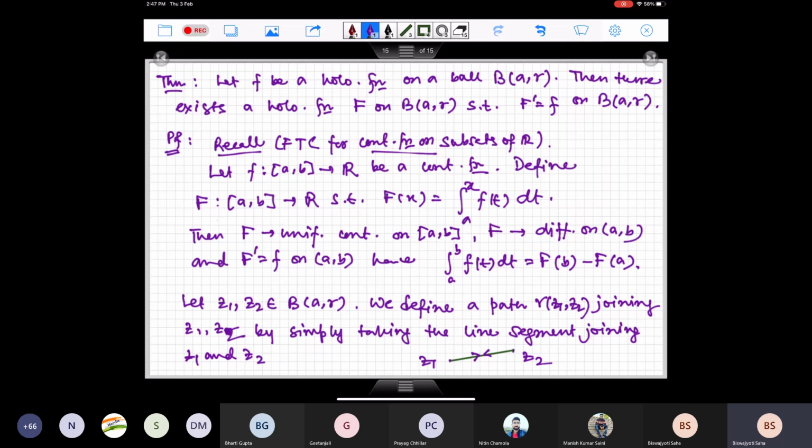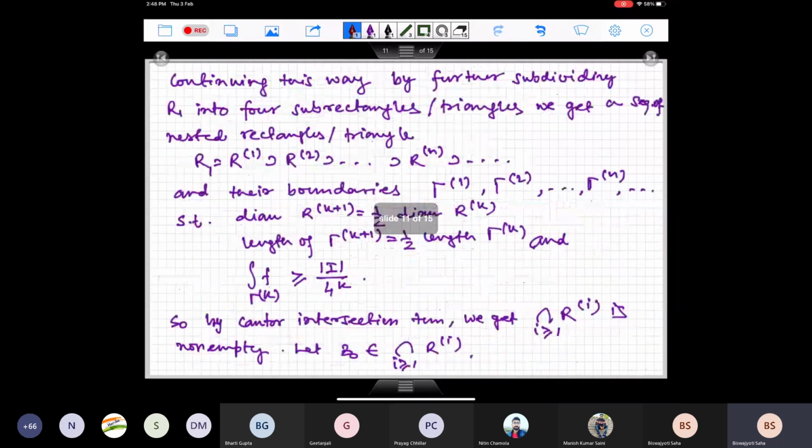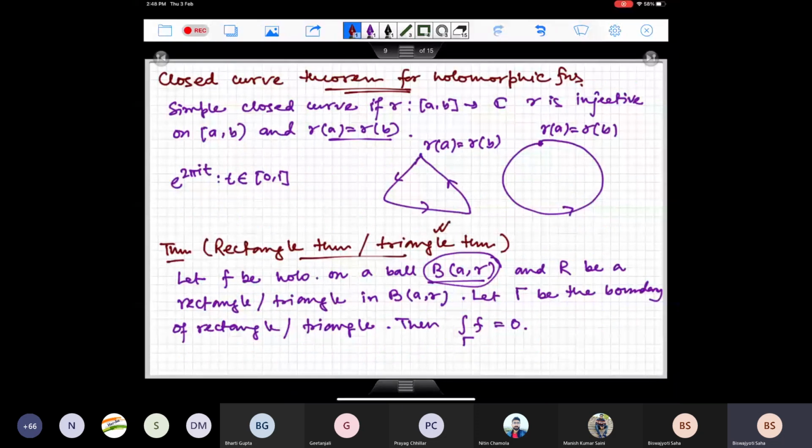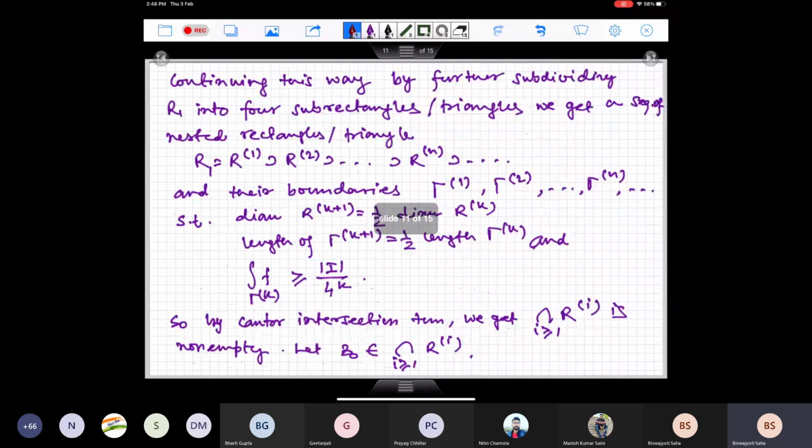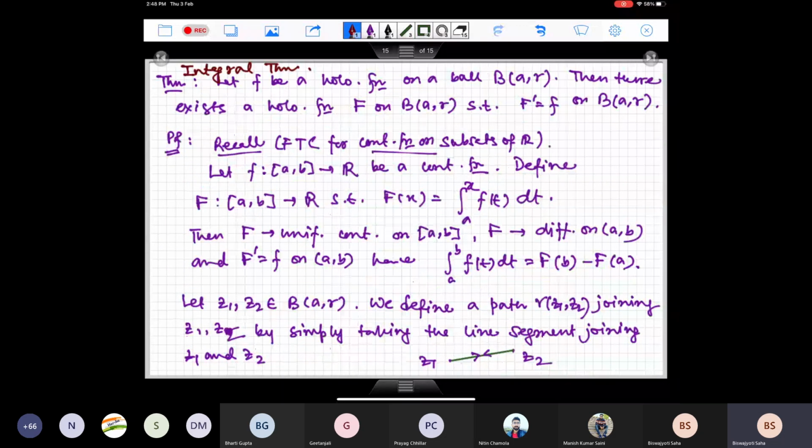Actually, I should have given a name. So this theorem is called the integral theorem. Let me call it somewhere here. It's called integral theorem. Okay, so I need to prove this integral theorem. I'm going to use the triangle theorem, the version that I proved over here. So I'm going to use triangles. If you want to use rectangles, you have to define different kinds of paths. Here the most natural thing is to join two points by straight lines like this. So I am doing it this way.